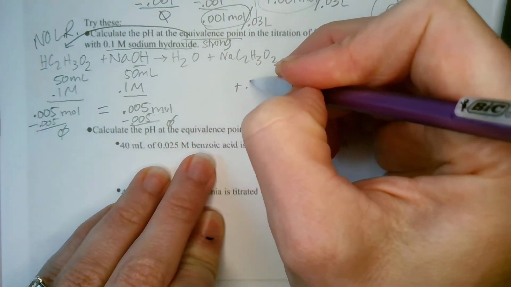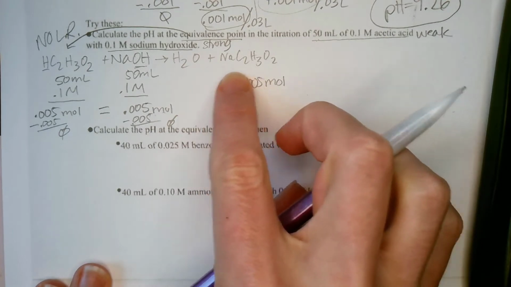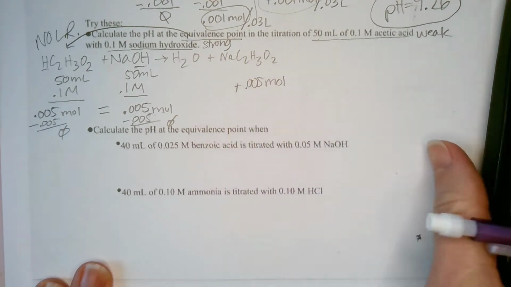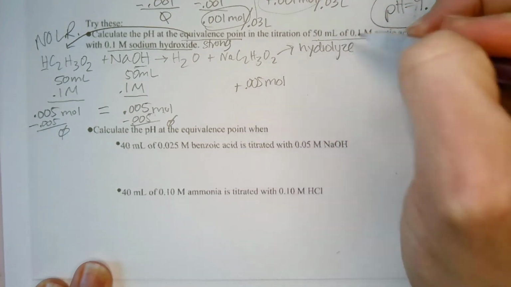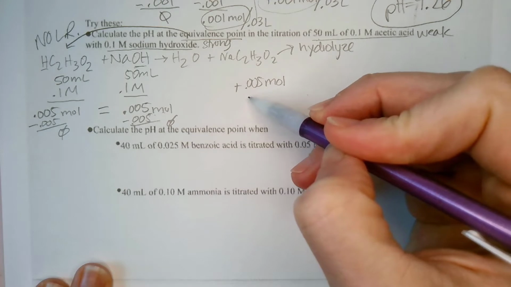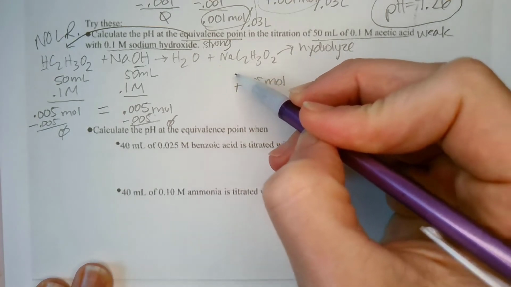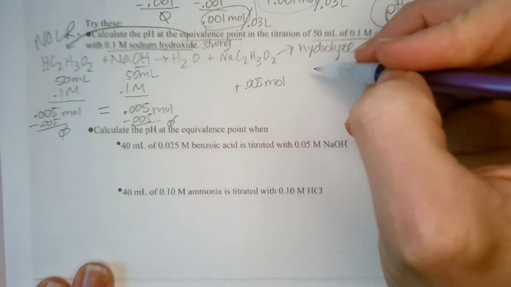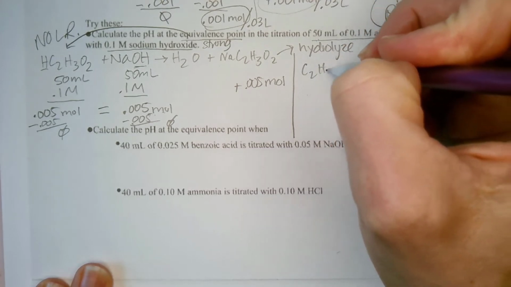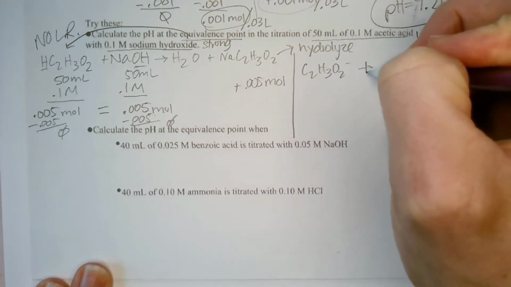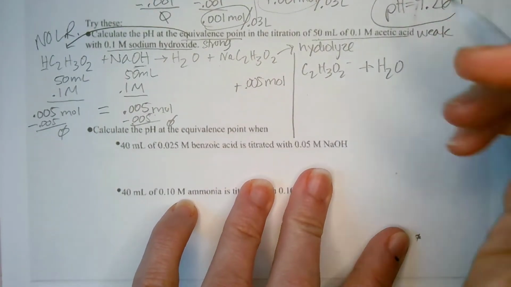All right, now we also know that if we're losing reactants, we are gaining products. So plus 0.005 moles of, remember, my salt is going to hydrolyze and this is going to split, right? Sodium and acetate. So my acetate, C2H3O2-, added with water. It's going to go through hydrolysis.